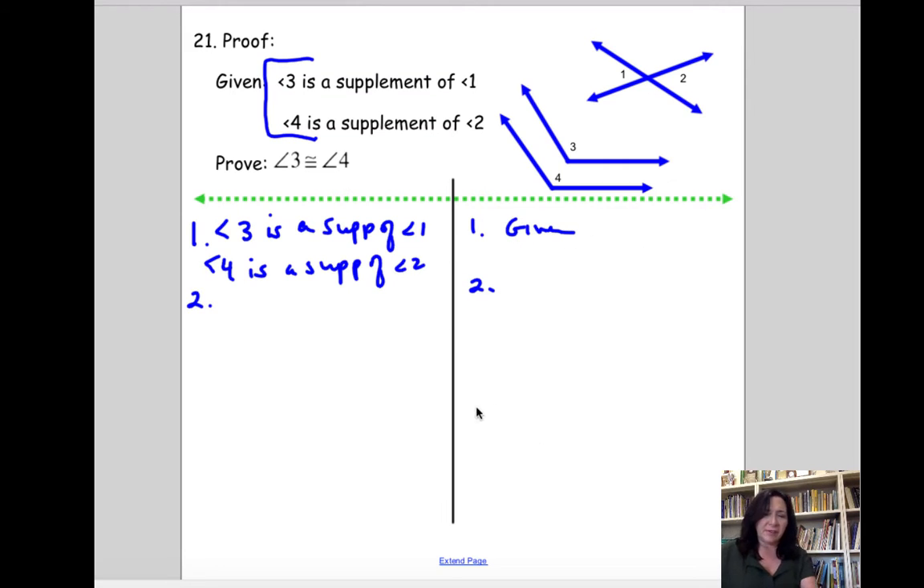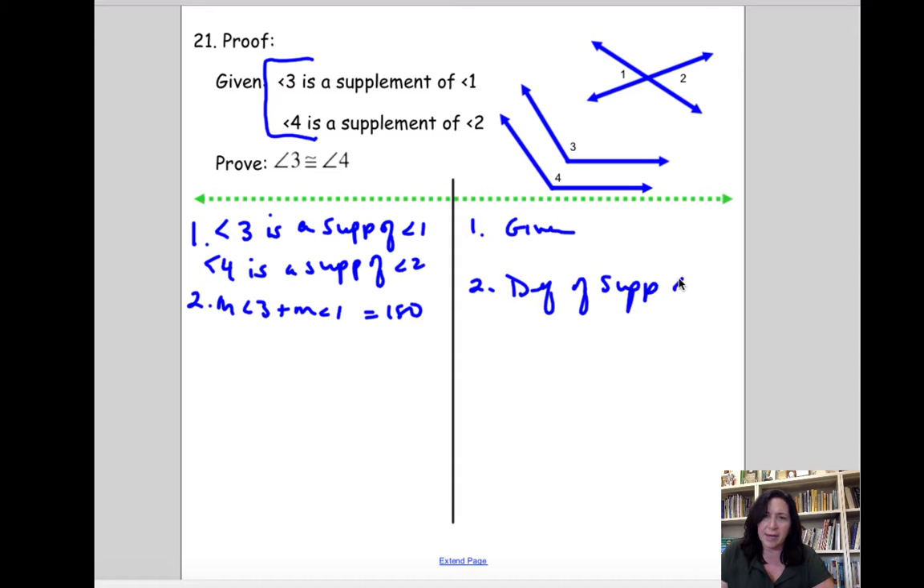Now, if somebody says that something is a supplement of something else, that means that they add up to be 180 degrees. So technically, I can say the measure of angle 3 plus the measure of angle 1 is equal to 180 degrees, and that's the definition of supplementary angles. I also can say the measure of angle 4 plus the measure of angle 2 is equal to 180 degrees. So I could say that to both.